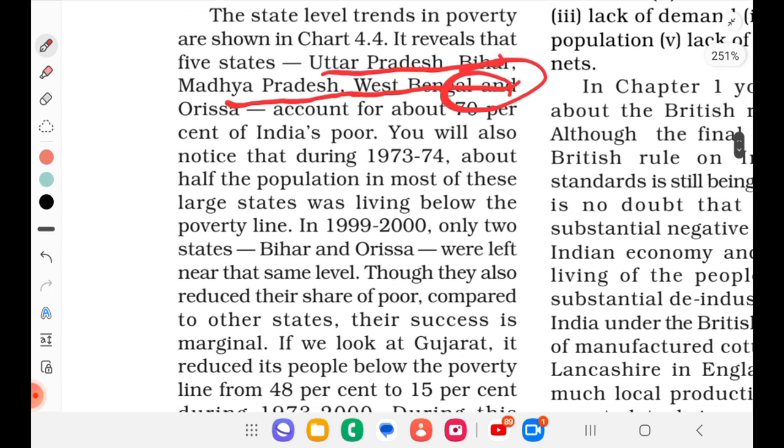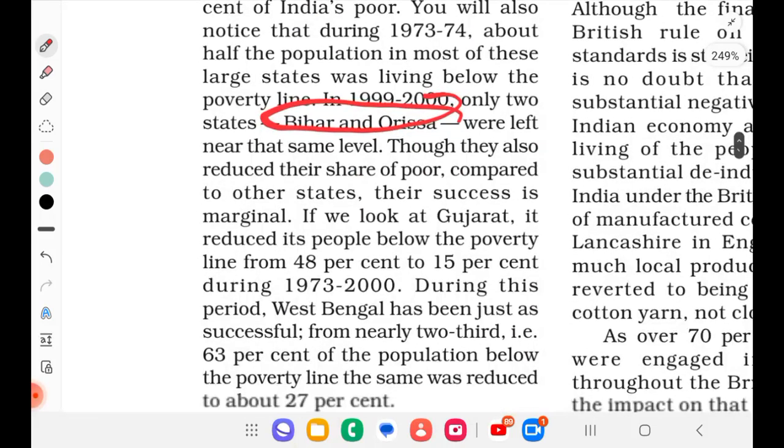You will also notice that during 1973-74, about half of the population in most of these large states was living below the poverty line. In 1999-2000, only two states, that is Bihar and Orissa, were left near that same level. Though they also reduced their share of poor compared to other states, their success is marginal.